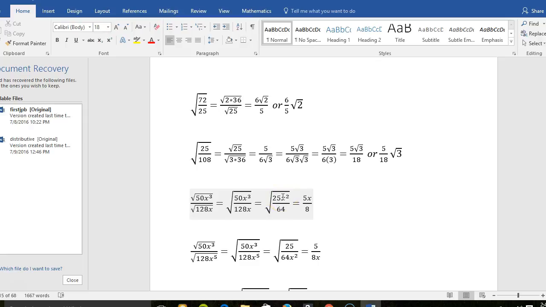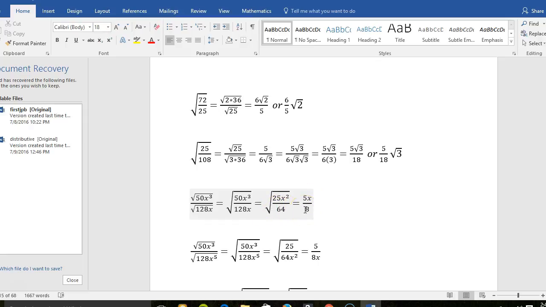Now guys, remember, we're assuming always, unless I say explicitly otherwise, that all variables are positive. So we're assuming all things are positive variable-wise, whatever letter it may be. So the square root of 25 is 5. The square root of x squared is x, which is a positive number by assumption. And the square root of 64 is 8.